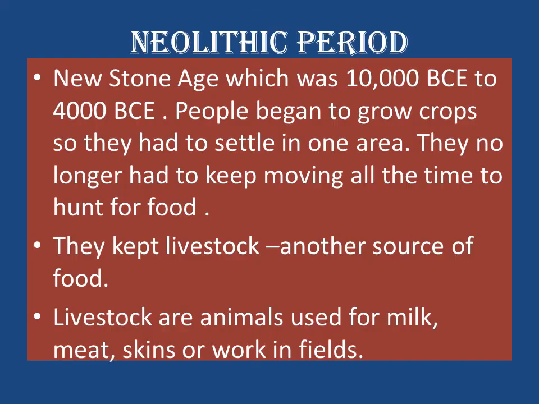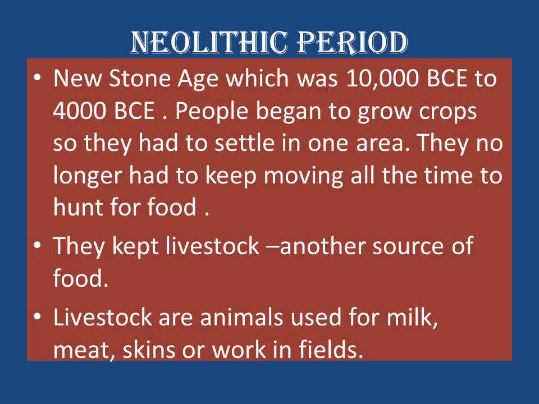So it was compulsory for them to stay at one place and look after their farming activities, which is a year-round activity, children. So maybe you will have a doubt that how it is 10,000 and then it is in a descending order to 4,000. So let me tell you, children, the timeline is such.